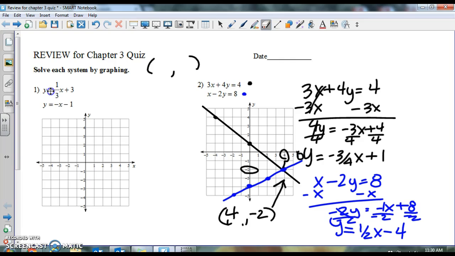For number 1, you just go straight into graphing, figure out where they intersect, tell me what the coordinate is. They will intersect at a perfect point on the quiz as well. This one you have to put in slope-intercept form.